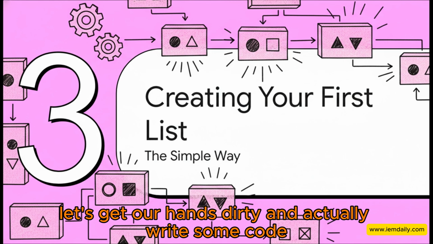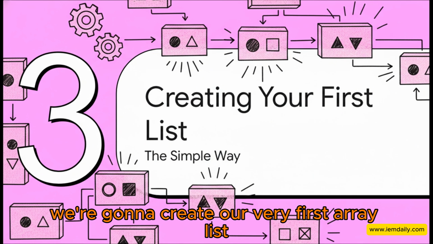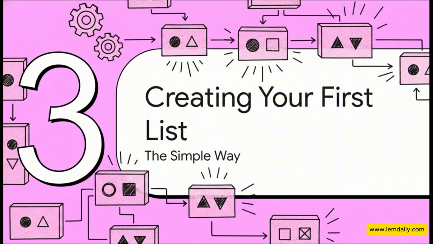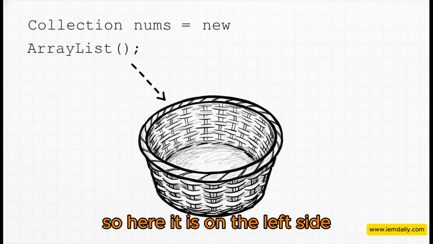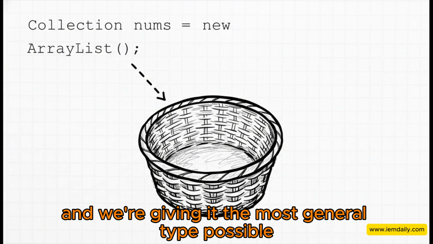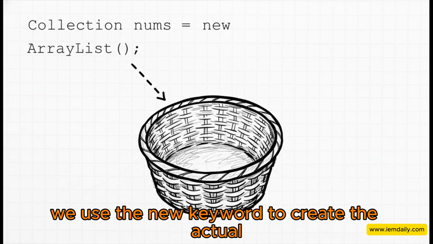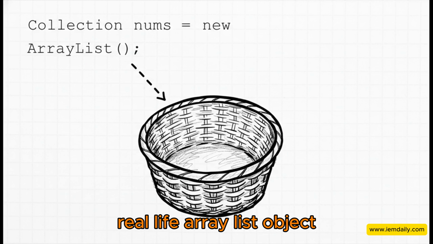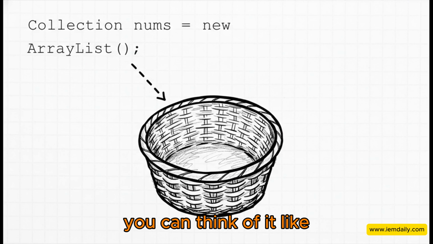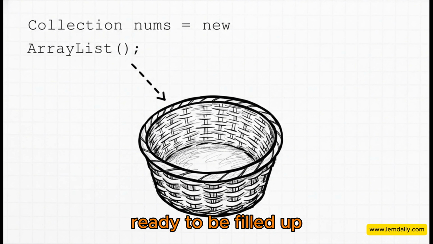Let's get our hands dirty and actually write some code. We're going to create our very first ArrayList, starting with the simplest way possible. So here it is. On the left side, we're declaring a variable called nums, and we're giving it the most general type possible, Collection. On the right side, we use the new keyword to create the actual real-life ArrayList object. You can think of it like we've just grabbed an empty basket ready to be filled up.